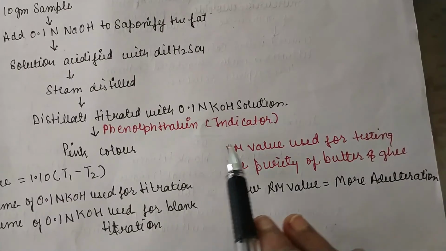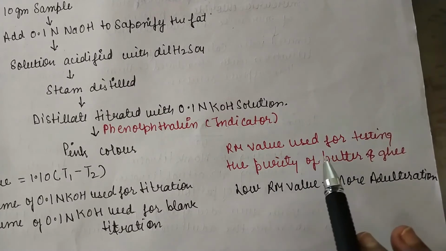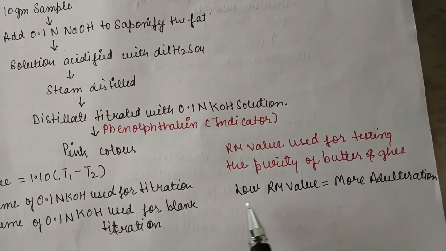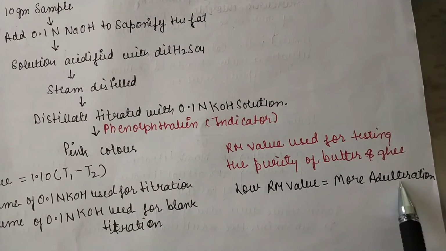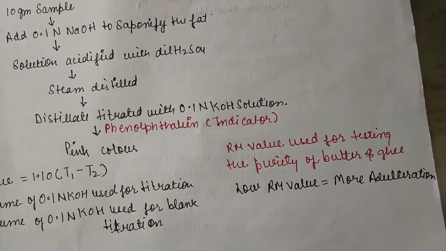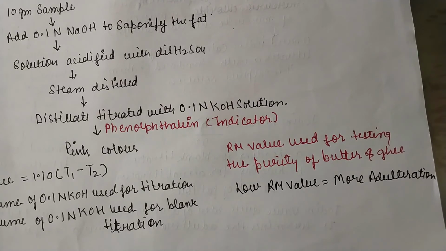The RM value is used for testing the purity of butter and ghee. If the RM value of a given sample is low, it means that sample is more adulterated. So less RM value, more adulteration.